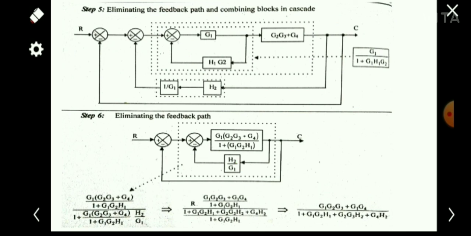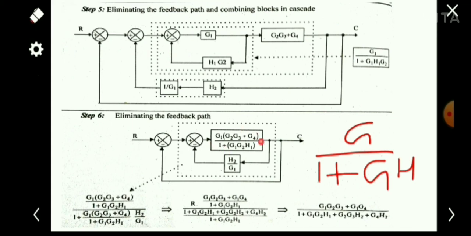So we will get again a feedback loop like this. This is also a negative feedback loop. Then again we can use our function G by 1 plus GH. Here G is this value, and instead of H, H2 by G1 comes. So this value divided by 1 plus this value into H2 by G1.